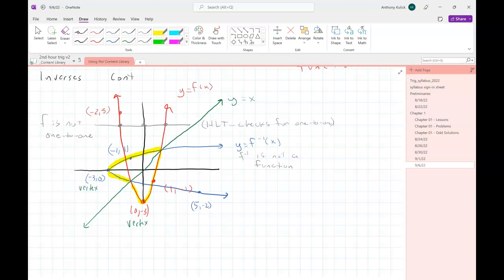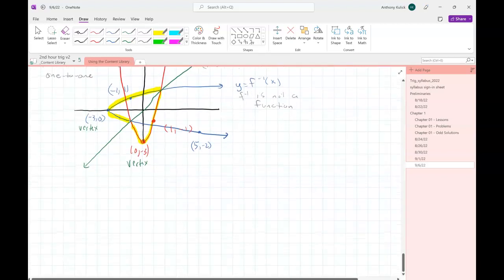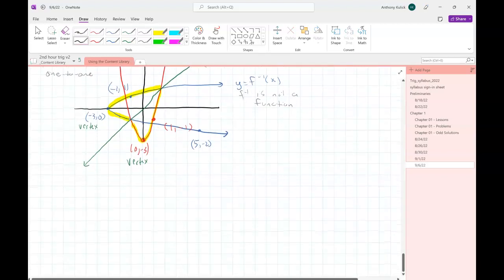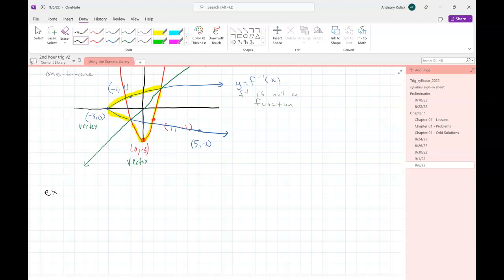At this point, we know how to write an inverse from a mapping diagram, and from a set of ordered pairs, and from a graph. What else do we still need to be able to write an inverse from? An equation, right? So what if we have the function 3x minus 7, and we want to find the inverse.